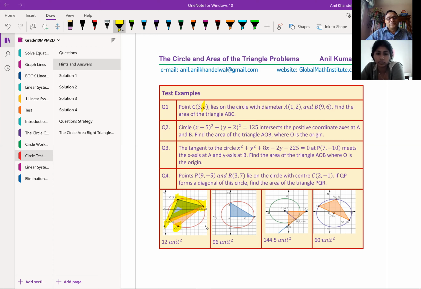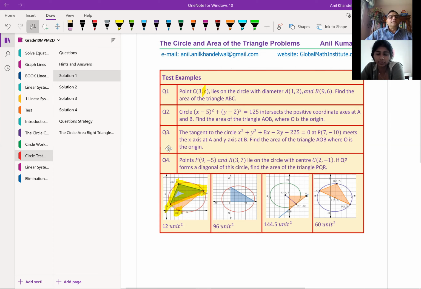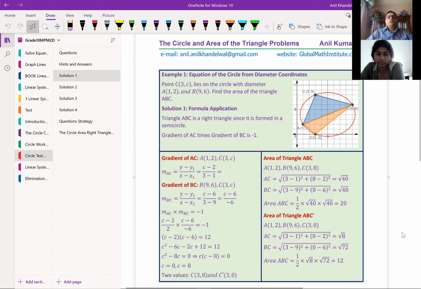Does it make sense to you? Okay, so let's go through this solution once and understand what we're talking about. So Amy, here is the solution which I'm sharing with you. The question is, we have a point C, which lies on a circle with diameter given to us. We need to find the area.